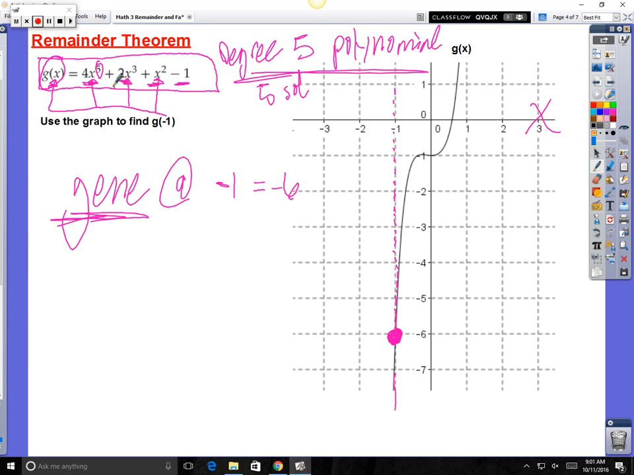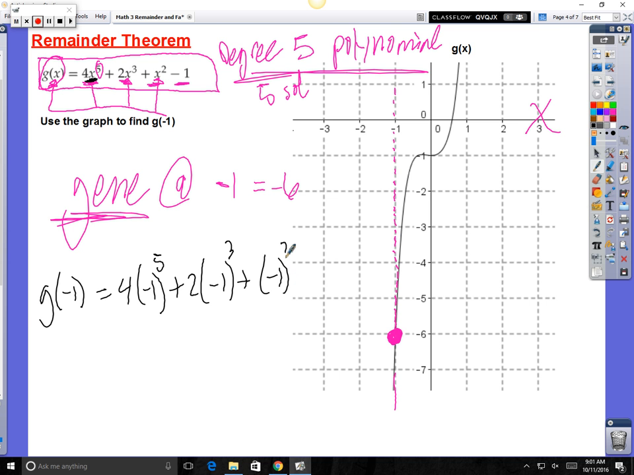Now let's do it into the function. Let's do it algebraically. So here's what you do. You got to replace all these X's with the negative 1. So G of negative 1 equals 4, and instead of X, where there's an X, put parentheses and put a negative 1 there. And then put 5 as your exponent, plus 2 times negative 1 cubed, plus negative 1 squared, minus 1. Okay. You got to do exponents first. What's negative 1 times itself 5 times? It's going to be a negative 1. So what's 4 times a negative 1? Negative 4.